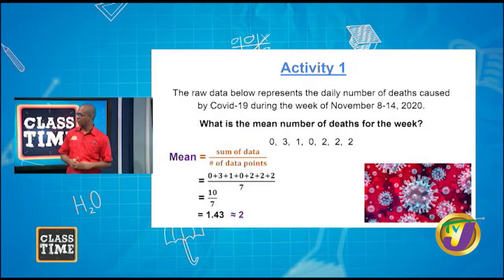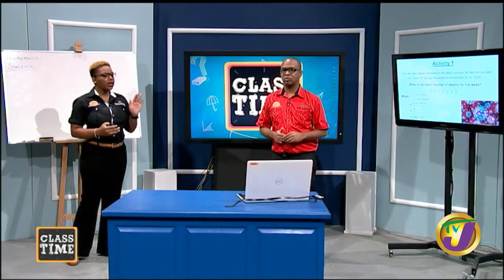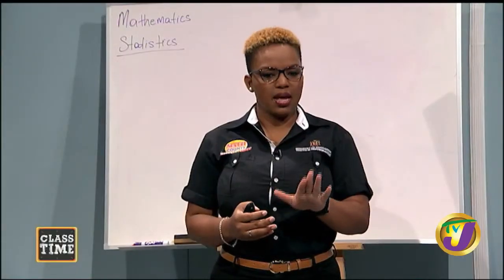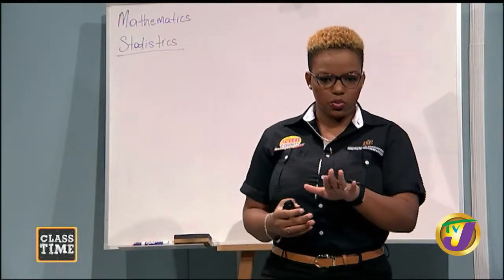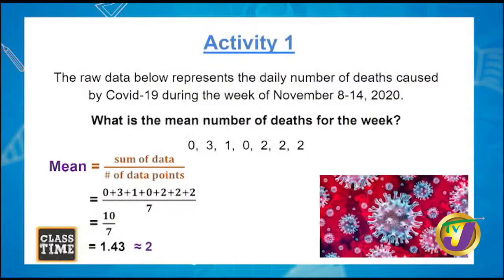Wait, Tyrone, hold on here now. The exact value of the mean of the number of deaths for this week is 1 and 43 hundredths, or 1.43. And you're telling me when you round that, you get 2? But what I know of rounding off is the fractional portion is closer to 1, so I round down and I would get 1. How come you get 2? Think about it this way, Latoya.